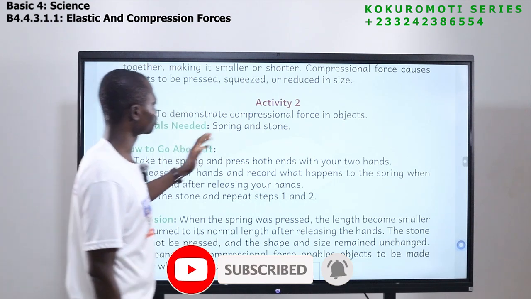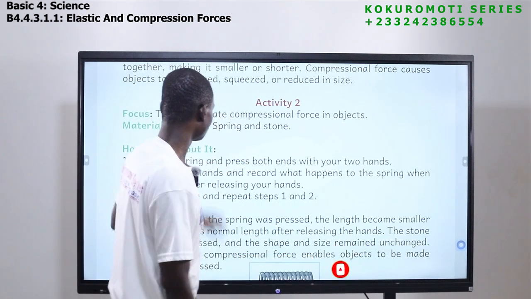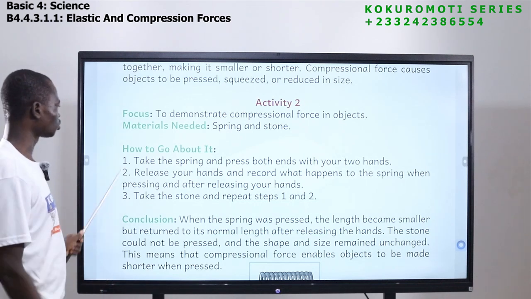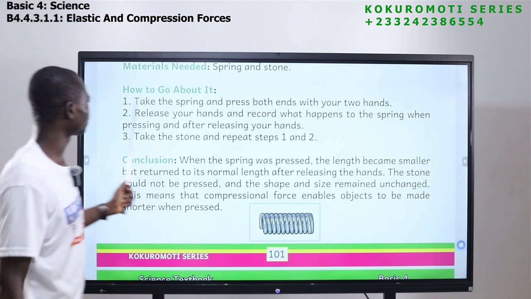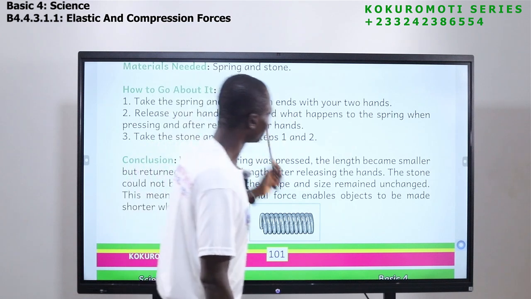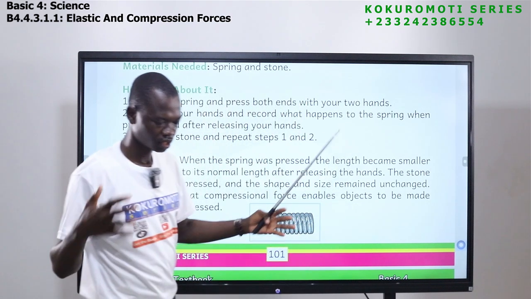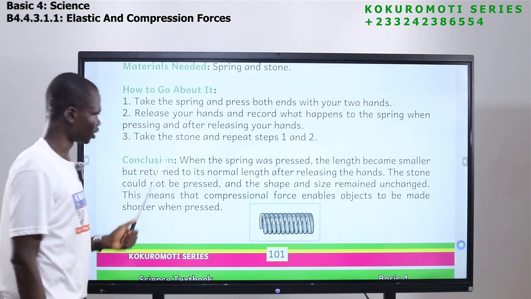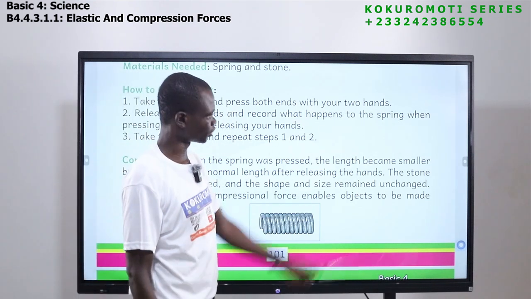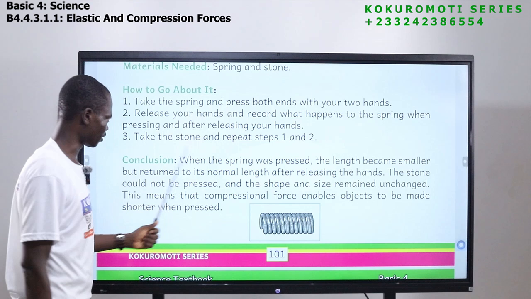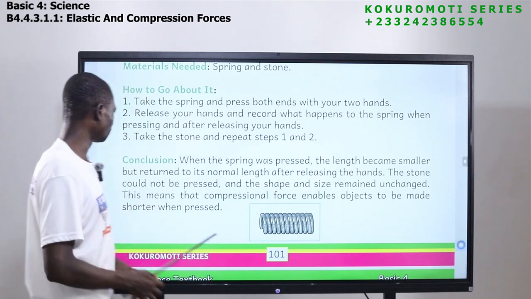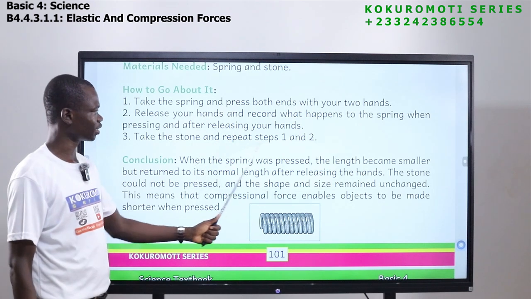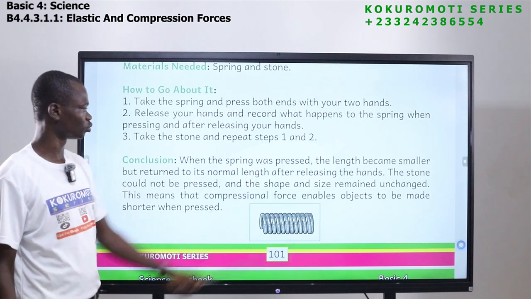Focus is to demonstrate compressional force in objects. Materials needed are a spring and a stone. How to go about it? Take the spring and press both ends with your two hands. So you take a spring, hold the two sides and then you press it. Number two, release your hands and record what happens to the spring when pressing and after releasing your hands. So we will look at it. Third one, take the stone and repeat steps 1 and 2.